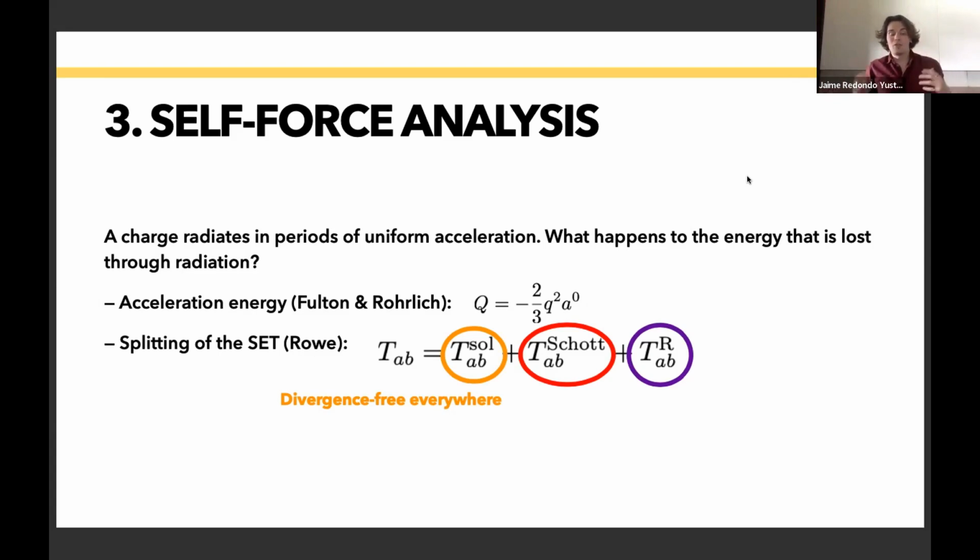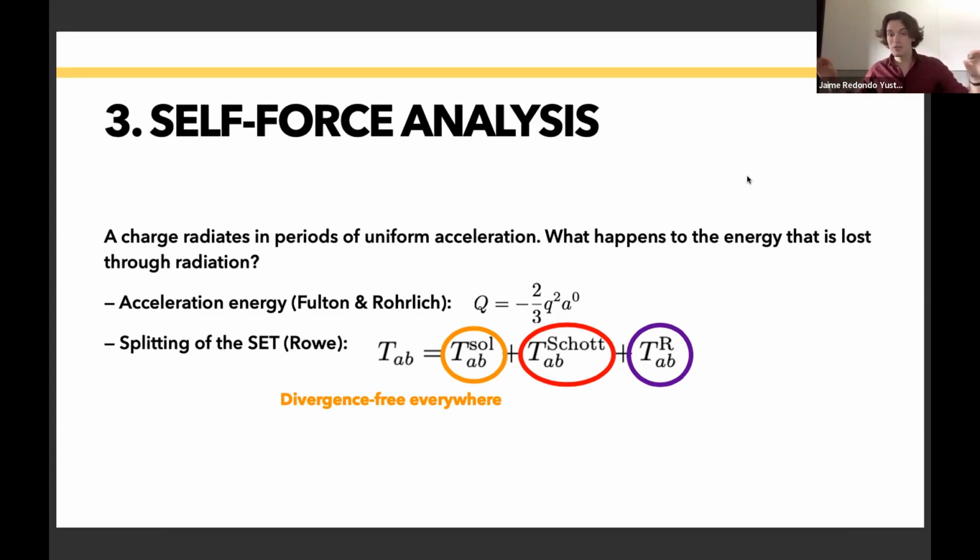There is a way of making sense of this energy balance, and it's by defining a concept called the acceleration energy, or the Schott energy, that was introduced in some works by Rohrlich mainly. There is this quantity Q here, so that in periods of uniform acceleration, there is an acceleration energy that is negative and that is being accumulated in regions around the charge that somewhat compensates for the radiation energy that is emitted.